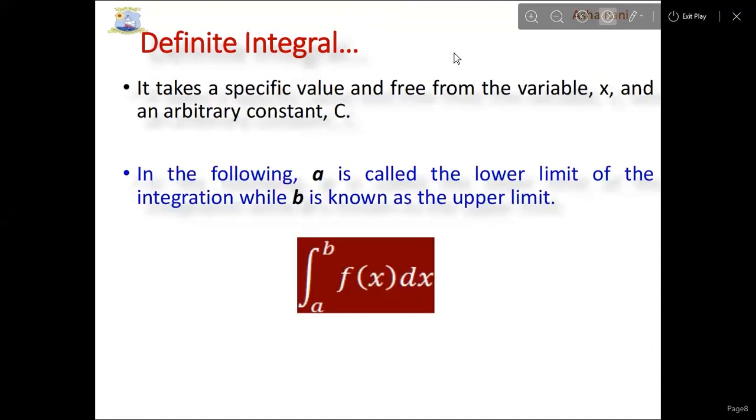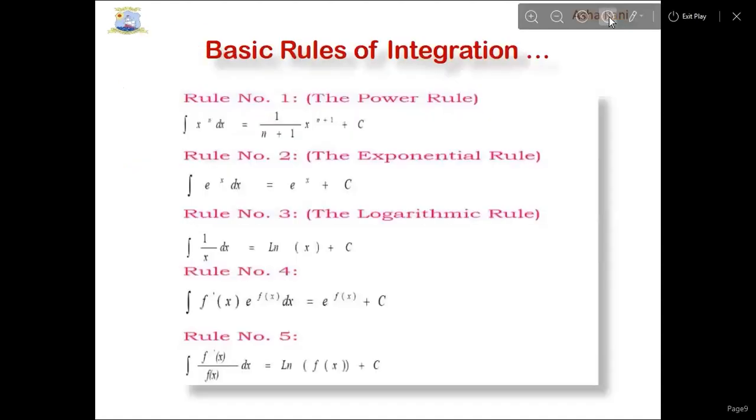So a definite integral takes a specific value and is free from the variable x and the arbitrary constant c. In the following, a is called the lower limit of the integration, while b is known as the upper limit, and f of x is the given function with variable x. So the integration will be with respect to x.